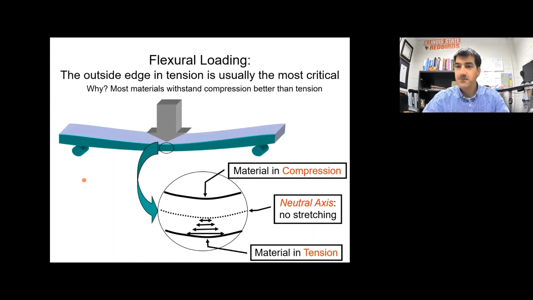The most critical part of the beam is usually the outside lower edge right here. Like I mentioned before, that's where the failure almost always starts in a beam bending test. Why? Because most materials are weaker in tension than they are in compression, and the maximum tensile stress is right here on the bottom of the beam. So you have the maximum tensile stress here, and then gradually, as you go up, the stress gets lower to the point where the neutral axis has no stress. That's why the failure starts here on the bottom of the beam.